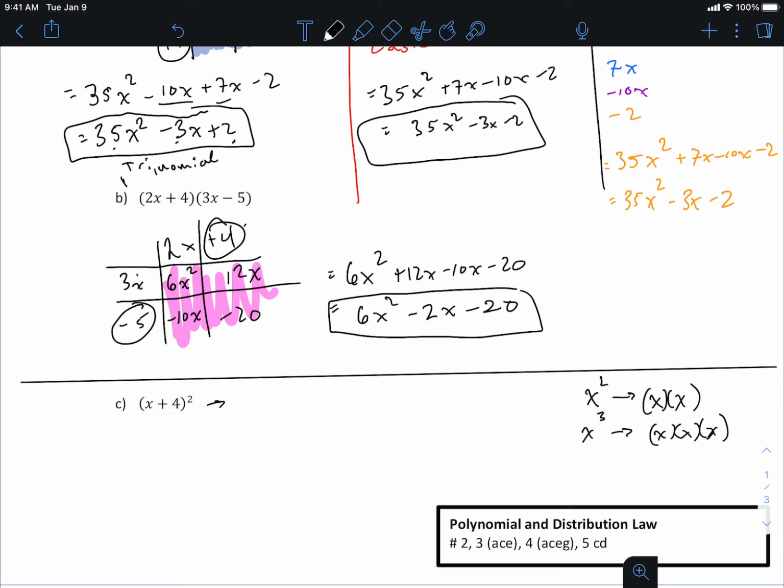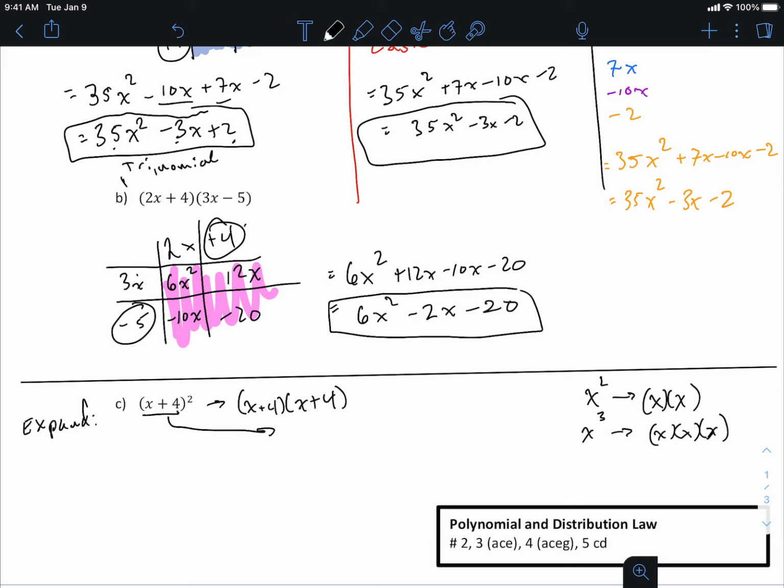This turns into x plus 4 times x plus 4. And then you can apply one of the methods from above to that question. In this case, you should get a trinomial after you expand. So that's what this question is going to say: expand. And what are you expanding? You're expanding this, but you can't really do that. You have to switch it to this form first, so you write two of them.